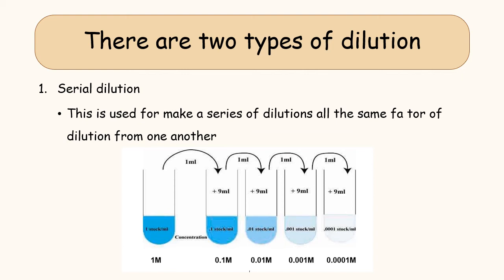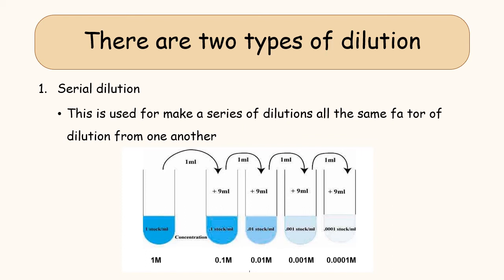Now, what you do in a serial dilution is you have one stock standard solution, and you take usually 1 milliliter of it and then you add 9 milliliters of water to it. So you've diluted it by 10 overall. Then that second solution, you do the same thing. Take 1 milliliter of it, add 9 milliliters of water. You've diluted it by 10 again, and then you can repeat that process.